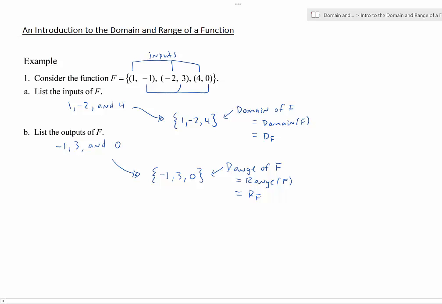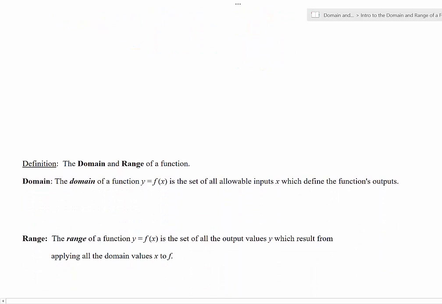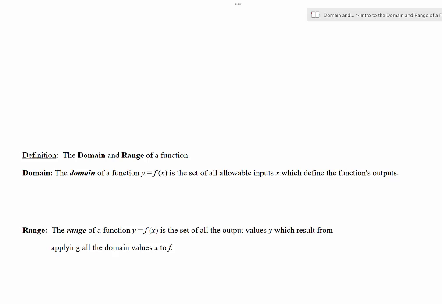So, okay, that's great. Let's actually write down what the domain and the range of a function are in general. So here we have given to us the definitions. If we have a function y equals f of x, the domain of the function is the set of all allowable inputs which define the function's outputs. What do we mean by allowable? We mean input values for which when we plug in, we actually get an output value. So it could be that there's some input value that we plug in and there is no output, and in that situation we wouldn't include that input value in the domain. So it's the set of all allowable inputs.